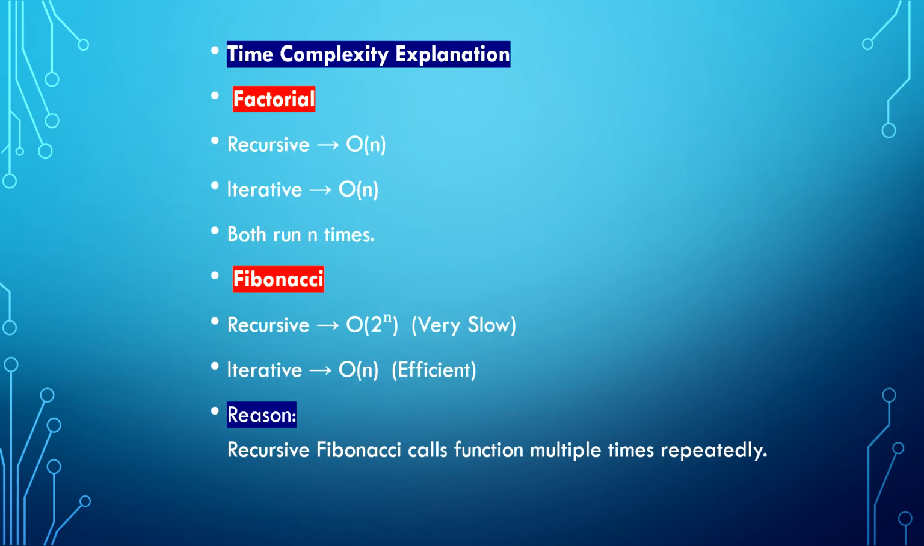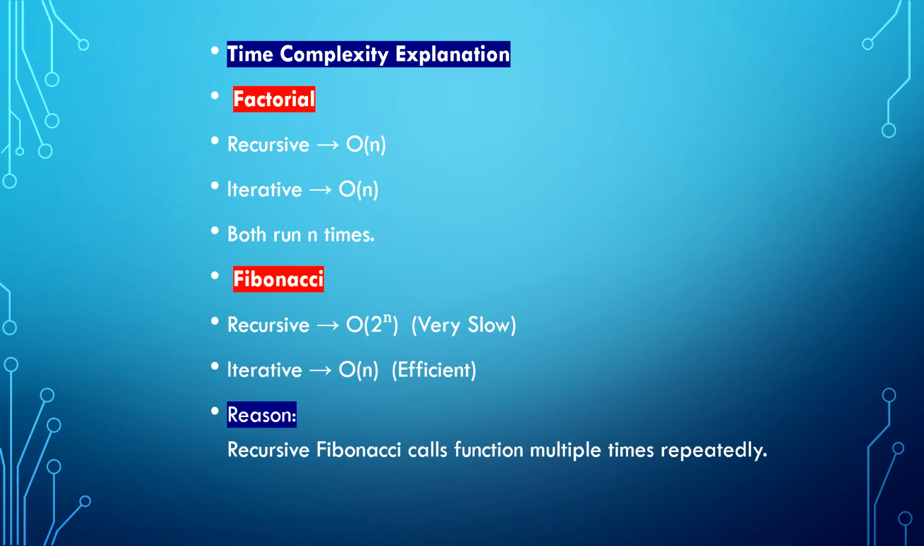Now, I will explain the time complexity. Time complexity tells how much time a program takes to execute. In factorial, the recursive method time complexity is order of n. The non-recursive method time complexity is also order of n because both run n times.